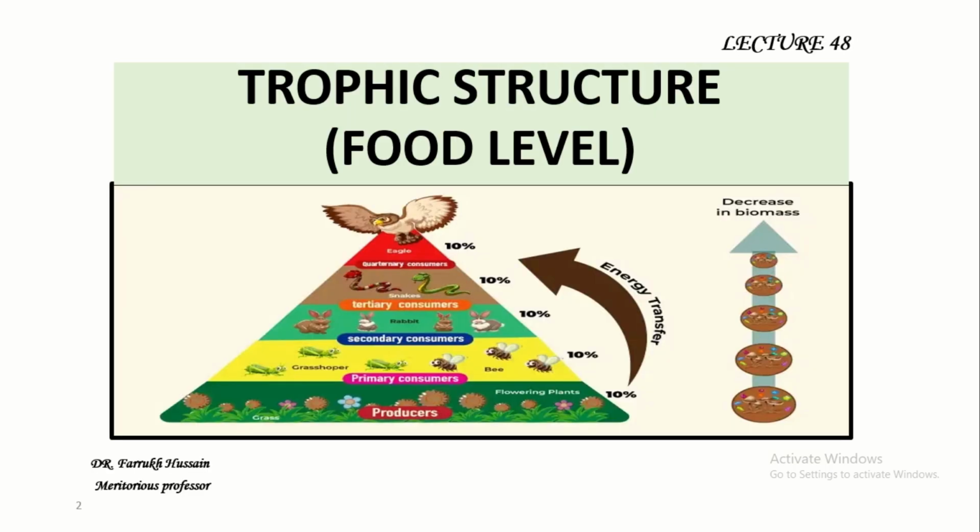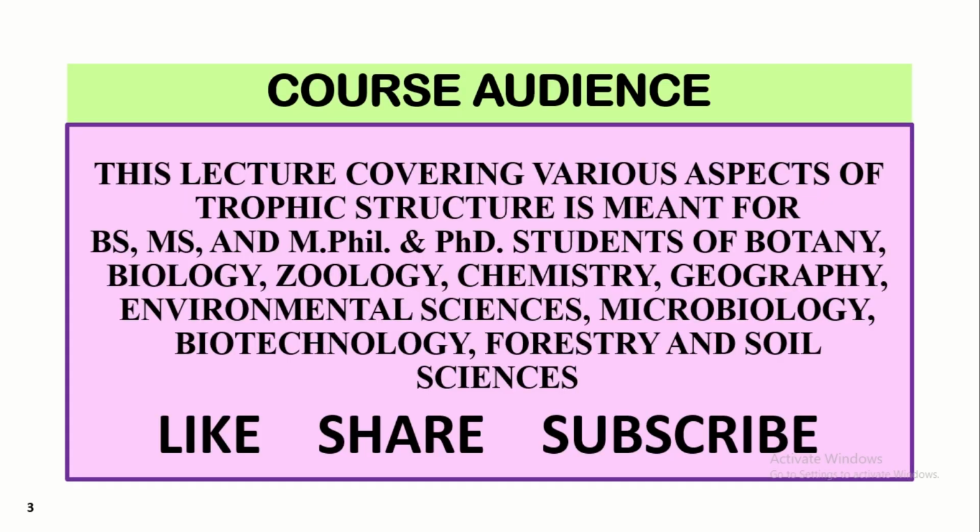Now, after discussing the food webs, chains, and trophic levels, we are coming to another thing: trophic structure. How would a structure look where there is a transfer of energy and organisms are there? This would be known as trophic structure or food level.